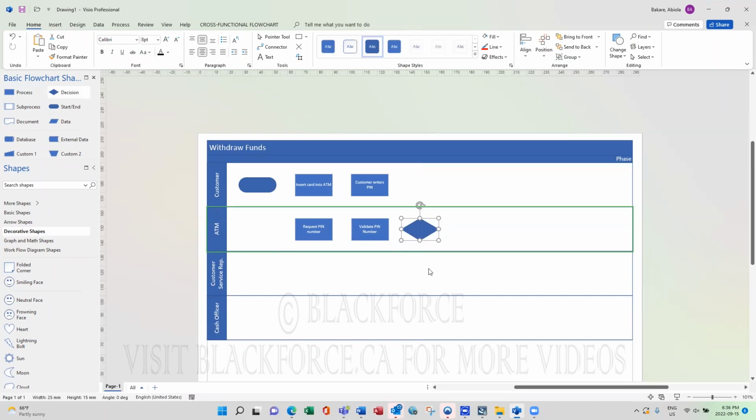If it is wrong, this is what I'm going to do. If it is correct, this is what I'm going to do. So here we say PIN correct. Usually, when you have a decision diamond, or simply called decision, you put a question mark because it's asking a question to know how to proceed. PIN correct? So let's start with the happy path. The happy path is where things flow the way that they should.